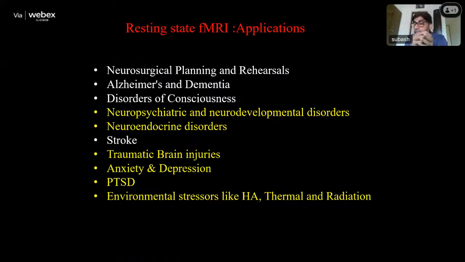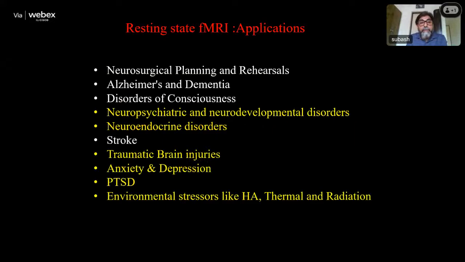So this resting fMRI has been tried in different disease conditions. Somebody who's interested can look at the literature. They have tried it in pre-surgical planning and rehearsals, Alzheimer's disease and dementia, disorders of consciousness, neuropsychiatric and neurodevelopmental disorders, neuroendocrine disorders, in stroke, in traumatic brain injuries, in anxiety, depression, PTSD, and also in environmental stresses like high altitude, thermal, and radiation stress. In any of these areas, people have tried to see how the brain is getting affected by various stresses or by various disease conditions or disorders.